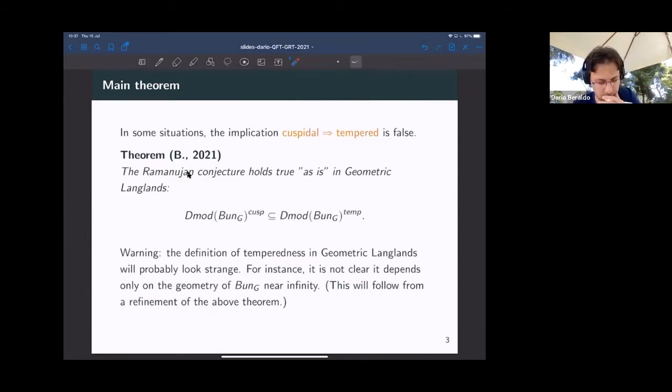Reaching ahead, the stack of G-bundles that we have been considering is not quasi-compact, so it makes sense to look at its tail near infinity. If I give you a sheaf, it's not clear that the tempered condition depends only on the end near infinity. It's not clear from the definition, but it will be clear from a variation of this theorem that I will explain later.